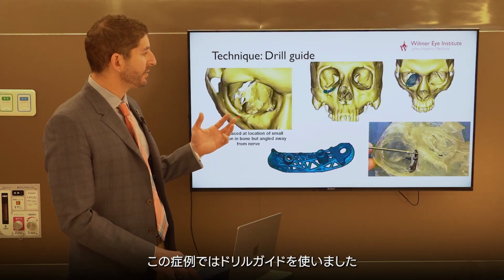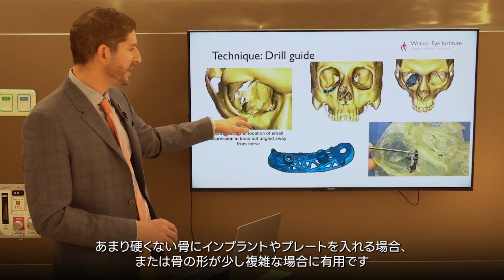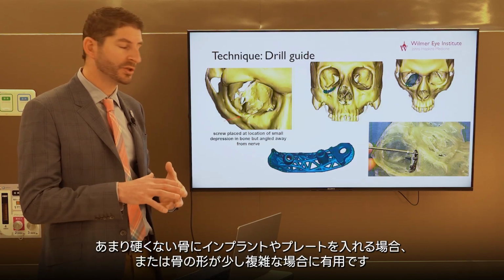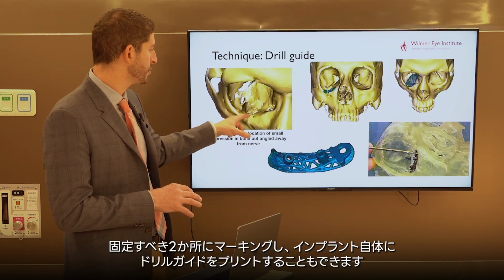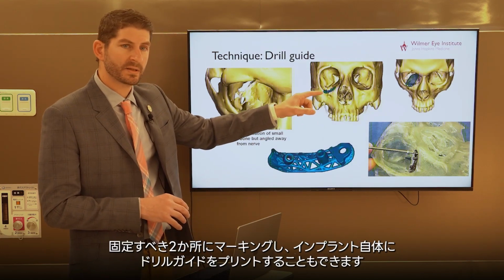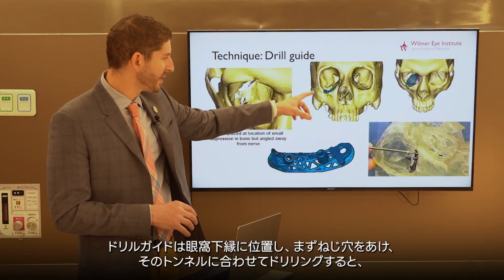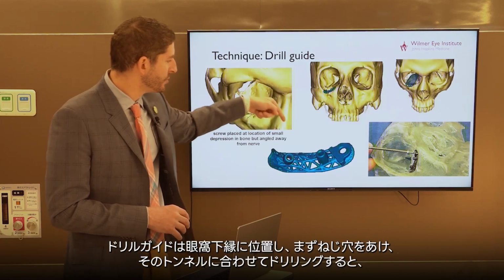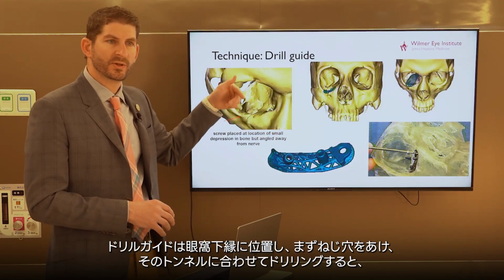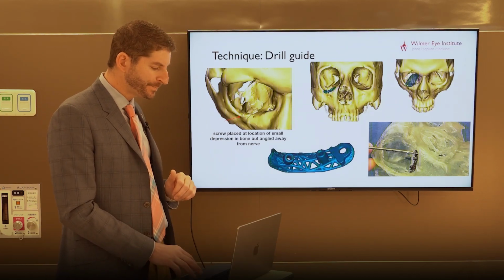You can do something called a drill guide. In this case, when you're going to be putting an implant in, maybe the place where you're going to fixate is not super rigid bone, or maybe the shape is a little complex. And so in order to mark those 2 locations where your implant needs to be fixated, you can print something called a drill guide. The drill guide goes onto the rim, you fixate the one pre-drilled screw hole, and then you do some drilling through these tunnels, and so you know the trajectory of where you're going to place your implant is exactly where you want it to be.